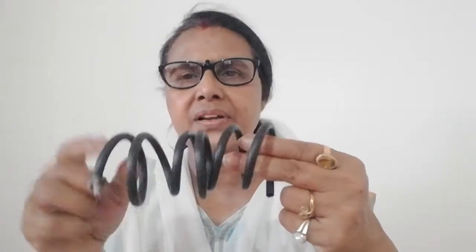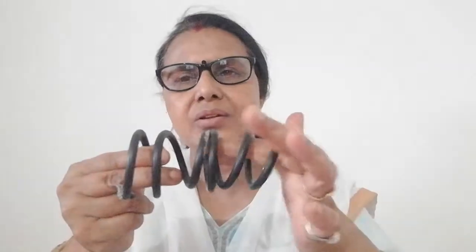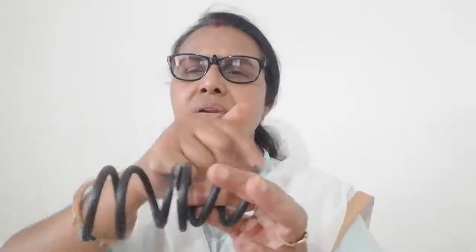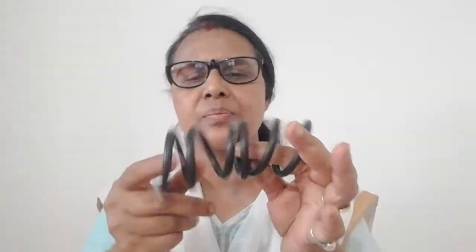The magnetic field around a solenoid is just like the magnetic field around a bar magnet, and the magnetic field inside this solenoid is uniform. They are parallel lines. Otherwise they are coming out from the north pole and entering into the south pole. They totally behave like a bar magnet.